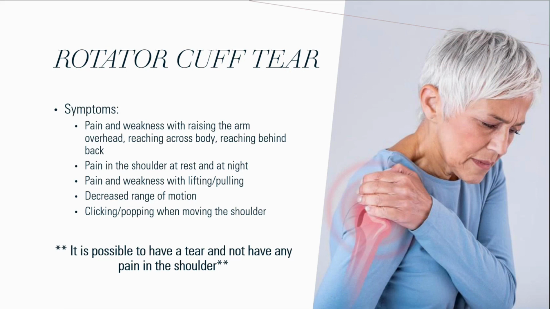Again, symptoms of a rotator cuff tear we tend to see in clinic. People complain of pain and weakness with raising the arm overhead, reaching across the body or behind the back, pain in the shoulder at rest and at night. There's also pain and weakness with lifting and pulling. We'll usually see a decreased range of motion, and sometimes people might complain of clicking or popping with moving the shoulder.